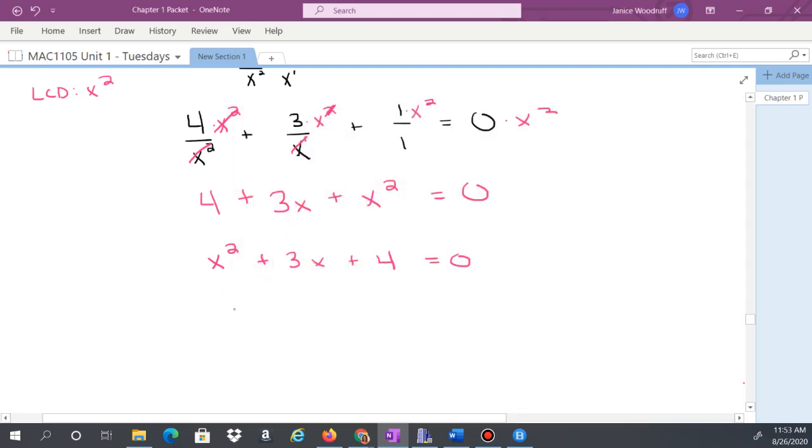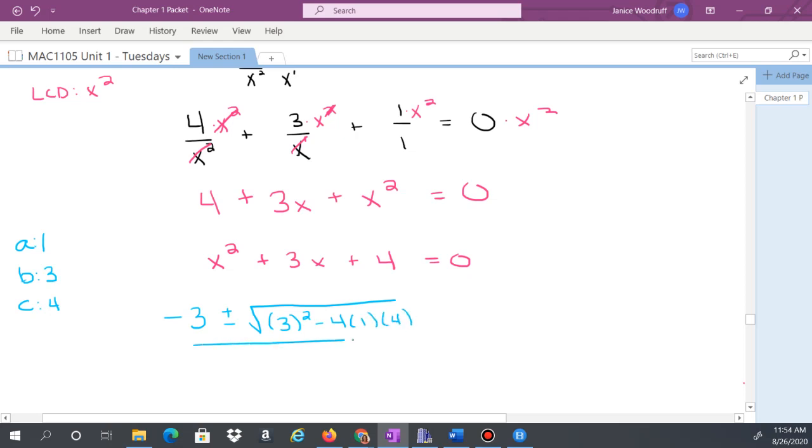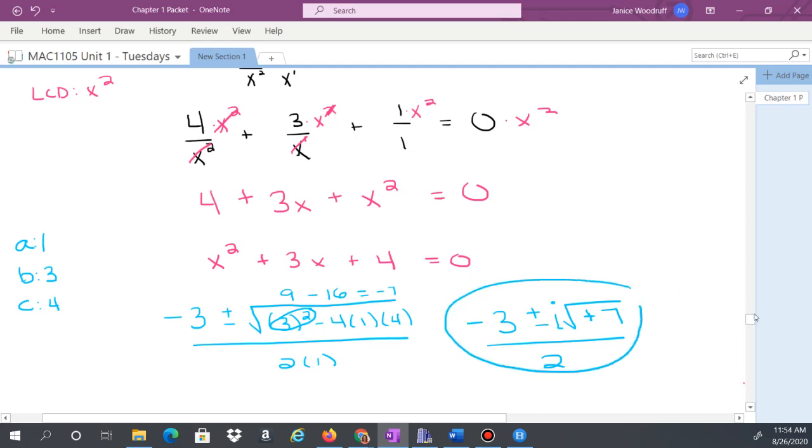All right, so we've got A is going to be 1, B is 3, and C is 4. So we've got negative 3 plus or minus the square root of 3 squared minus 4 times 1 times 4, over 2 times 1. Then we will simplify. 3 squared is going to be a 9 minus 16. That gives you negative 7. So negative 3 plus or minus the square root of negative 7 over 2. Then we'll want to take that negative, make it a plus, and put your i on the outside of the radical. So you have negative 3 plus or minus i radical 7 over 2. And that's your answer.